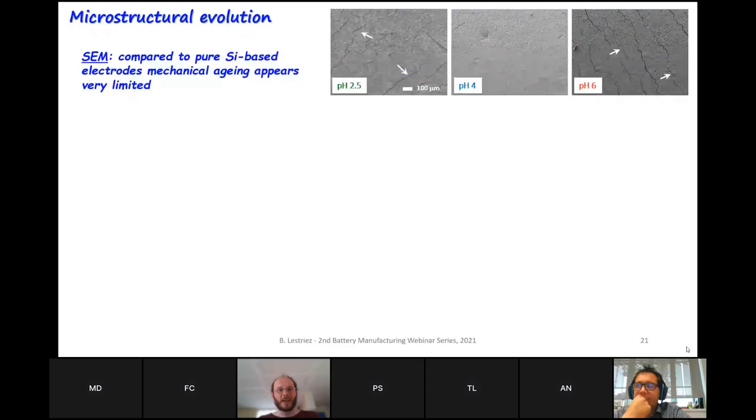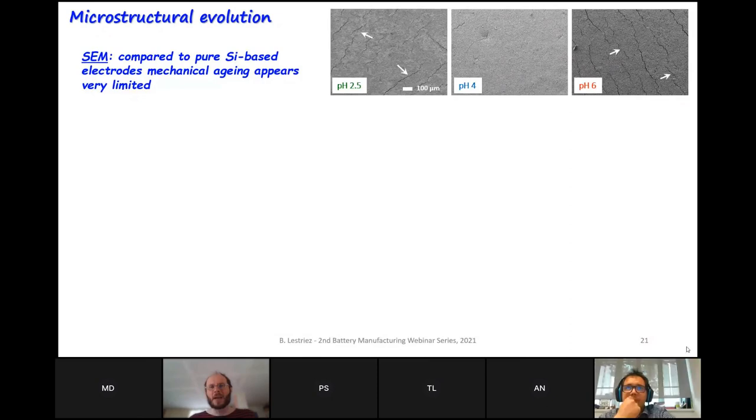Next. So then we tried to characterize the mechanical degradation or microstructural evolution of these electrodes. And here are shown some SEM images after the first cycle. So you see, there is nothing to compare with pure silicon-based electrodes. Here, the surface is nearly intact. What you can note is that the electrode prepared at pH 4 is uncracked, which is not the case for the electrodes prepared at pH 2.5 and 6. So, peculiar behavior here.